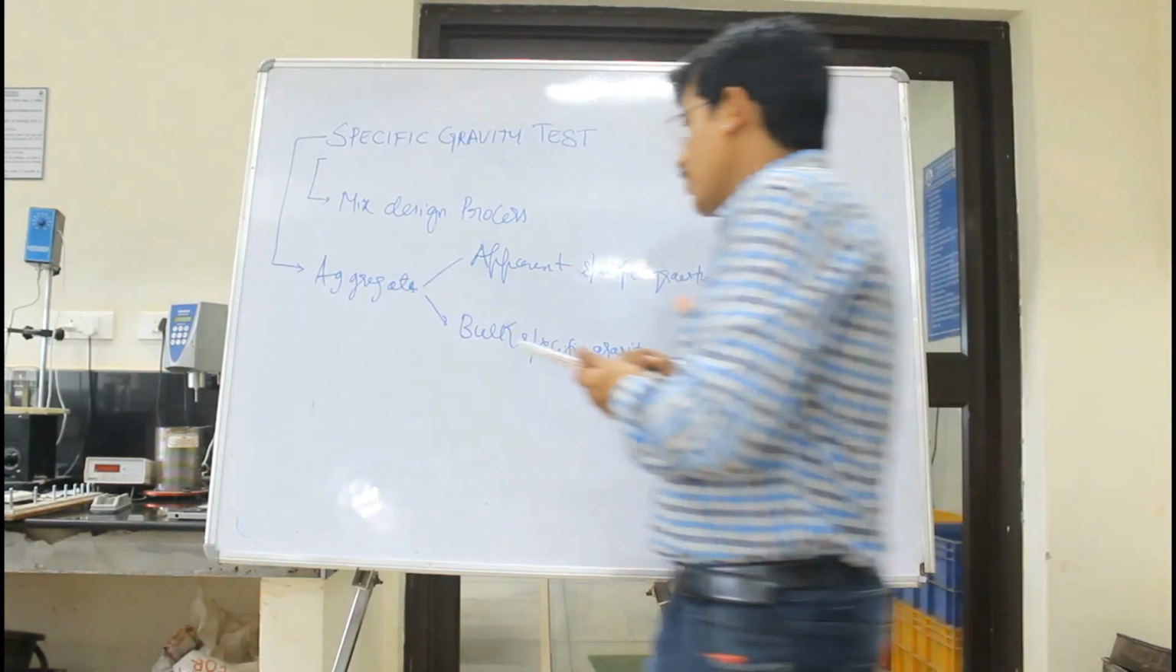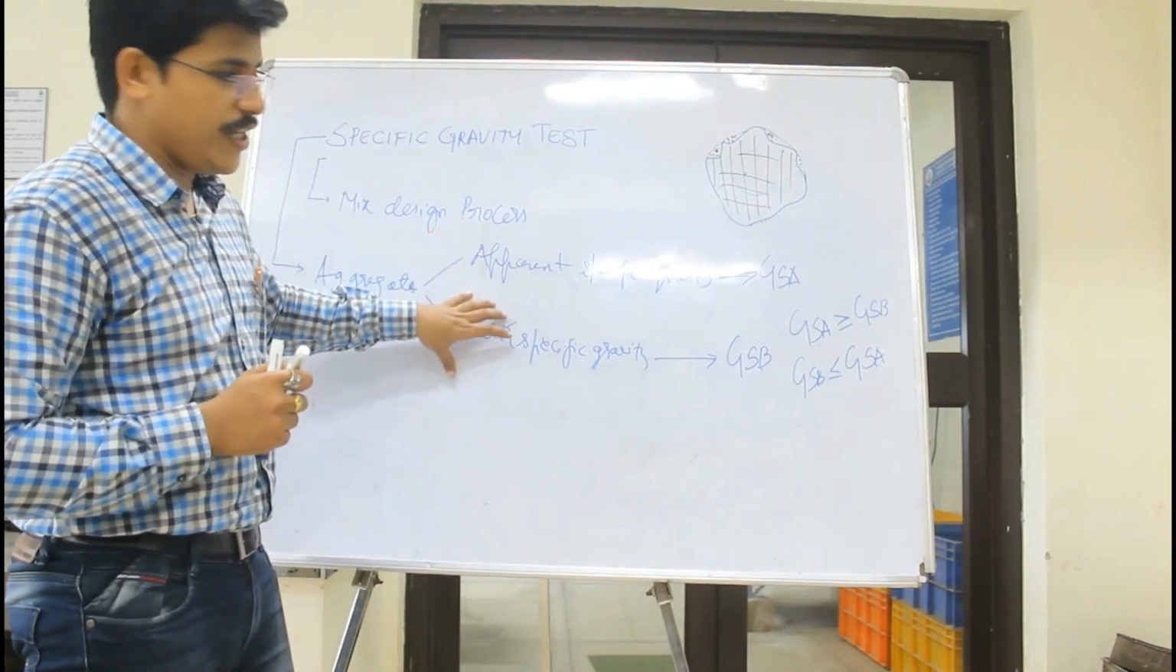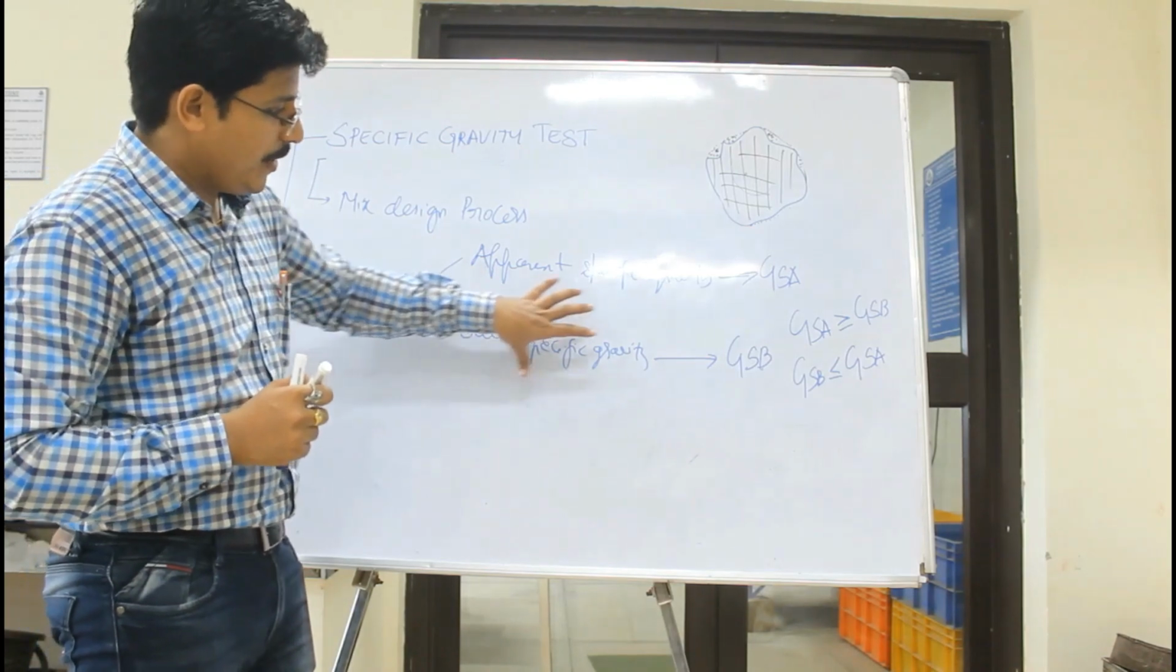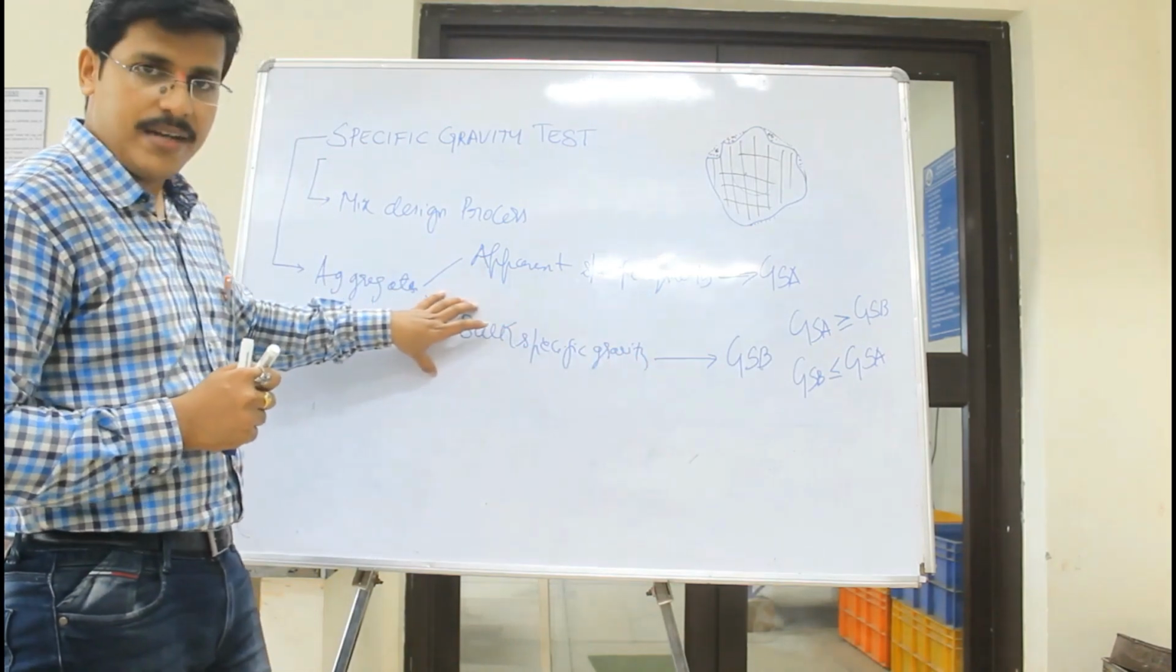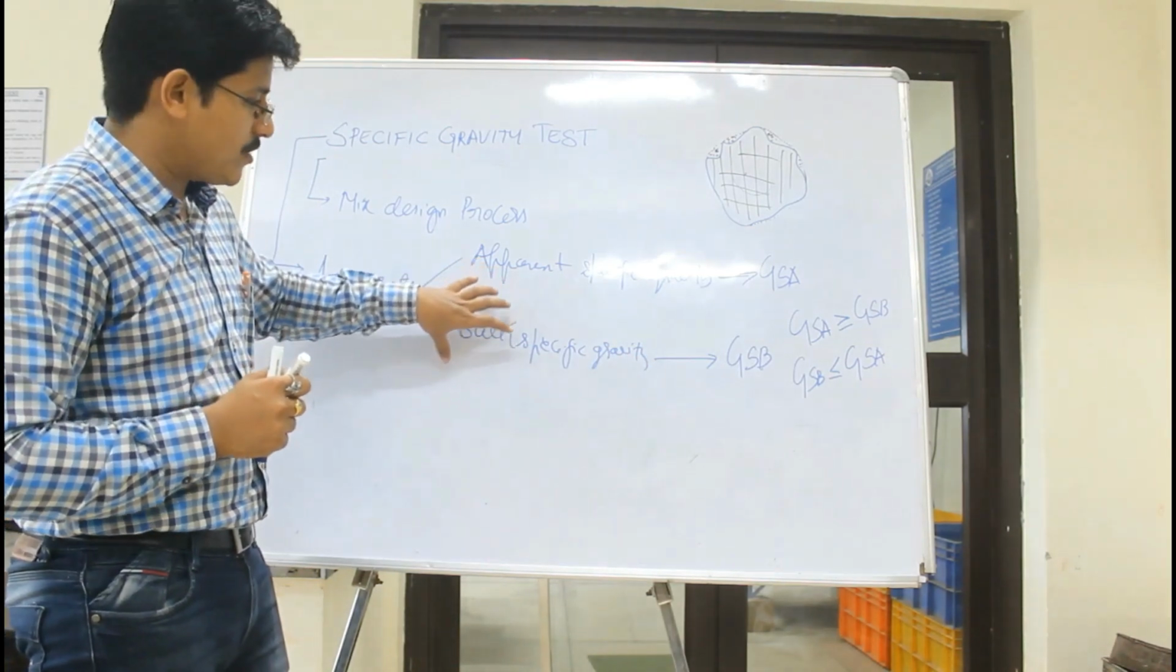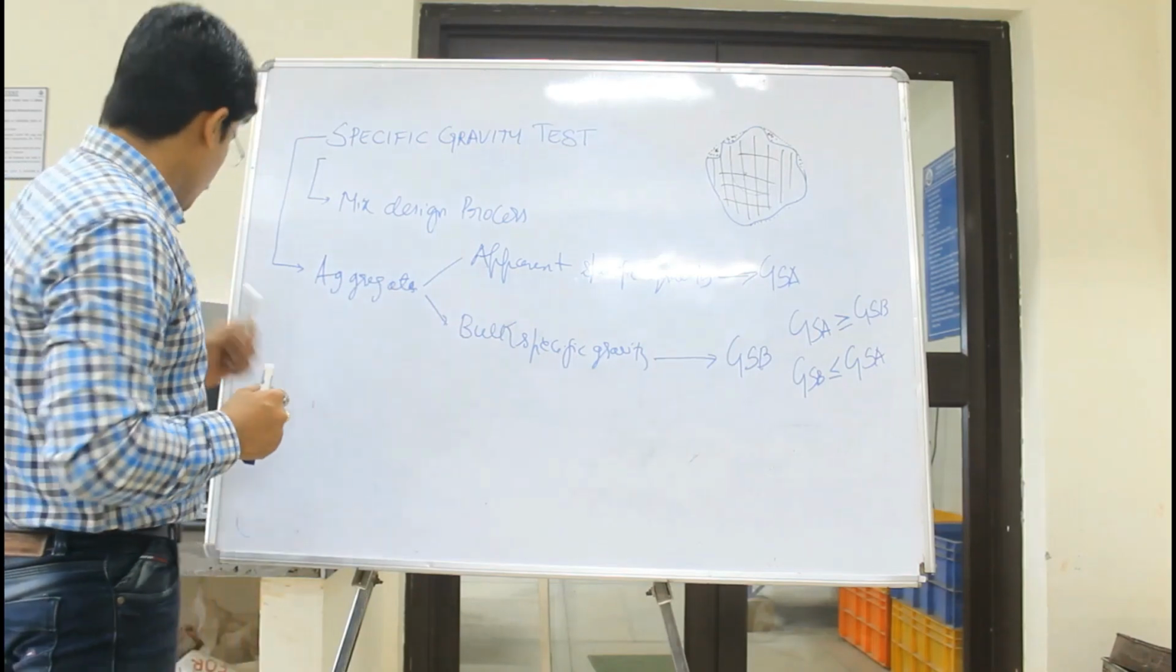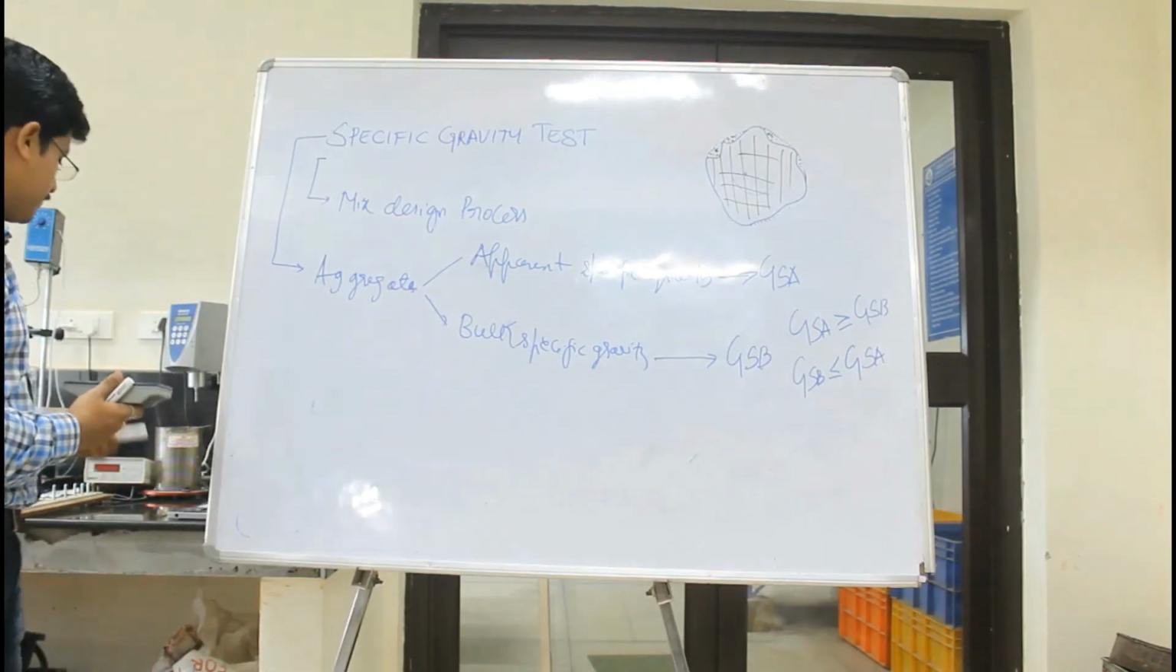Both GSA and GSB are used, but mainly GSB is widely used in concrete mix design and also bituminous mixture design. So we will see how to find GSB and GSA.